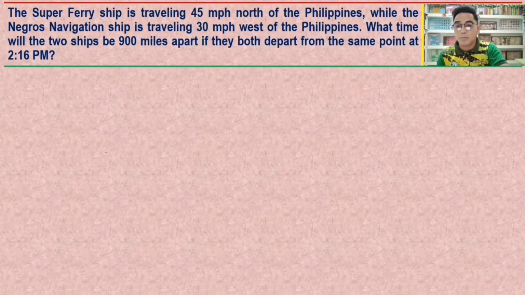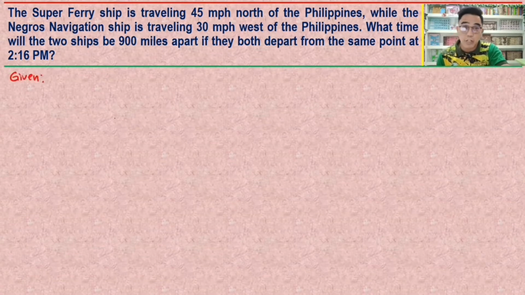Problem number 4. The Super Ferry ship is traveling 45 miles per hour north of the Philippines, while the Negros navigation ship is traveling 30 miles per hour west of the Philippines. What time will the two ships be 900 miles apart if they both depart from the same point at 2:16 p.m.? Understand the problem. We understand the problem by putting all the important details as follows.